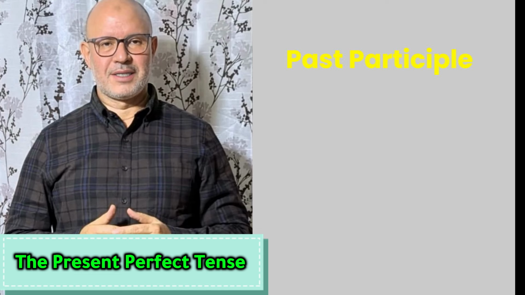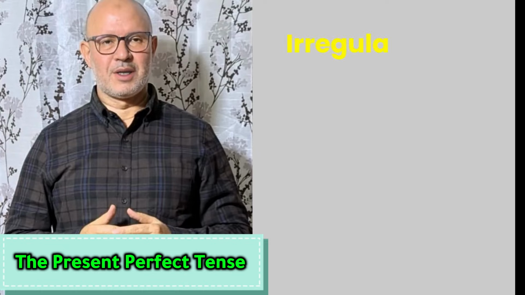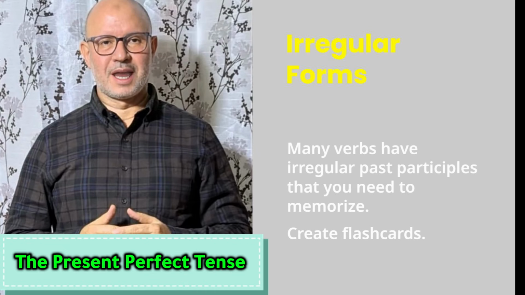The second part is the past participle of the main verb. For regular verbs, this is usually the same as the simple past form ending in ed, such as walked, played, or studied. For example, I have walked, she has played. However, many common verbs have irregular past participles that you need to memorize. For instance, eat becomes eaten, see becomes seen, and be becomes been. A good strategy is to create flashcards or lists to practice these irregular forms regularly.